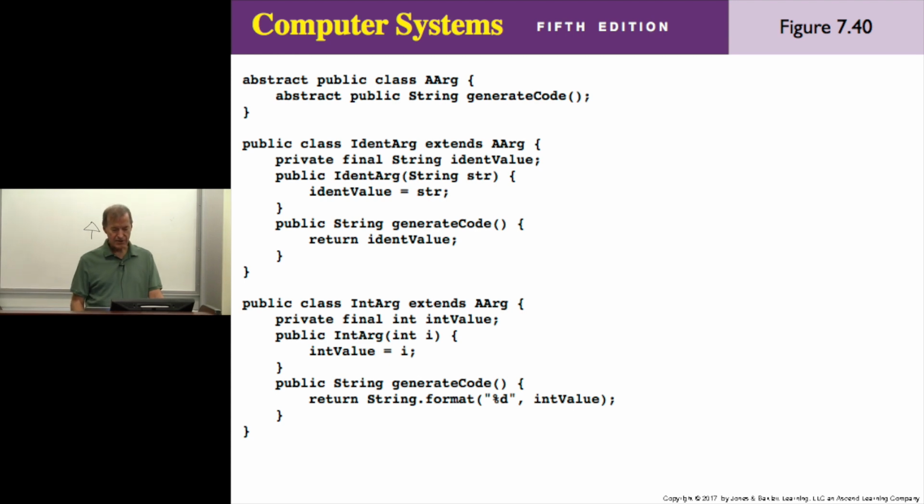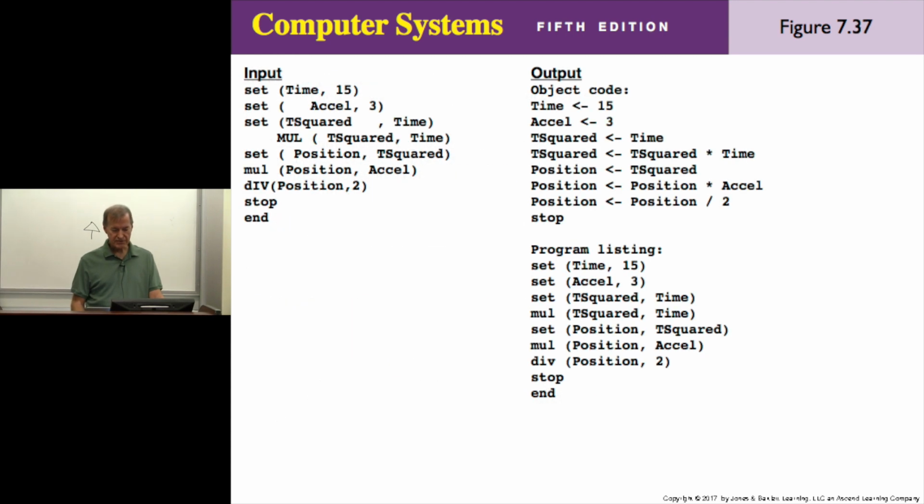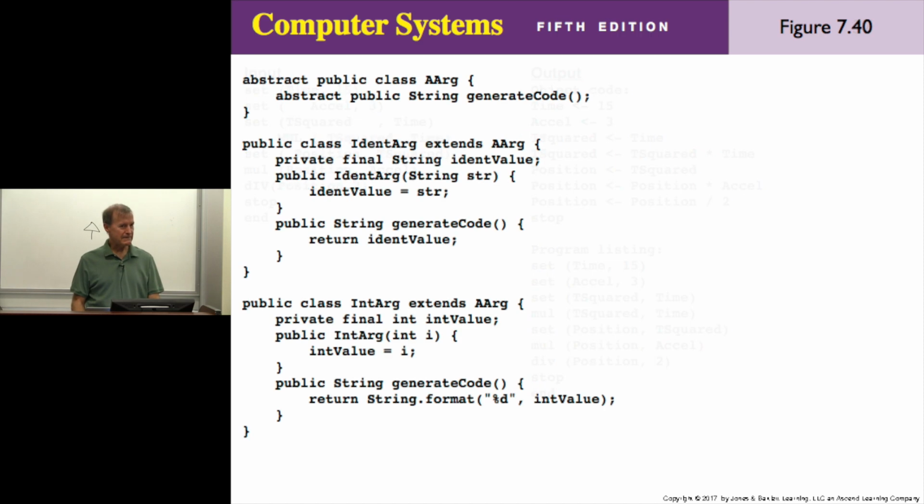Why? Because look, let's go back and take a look at the generated code. Do you see the first statement in our program listing in figure 7.37 is set time, comma 15? Well, look at the object code. It's time, left arrow, 15. So that time is the string that got passed back to the code generator. See, because time appears in the object code, T-I-M-E. Does everybody see? That's why that returns the identValue.